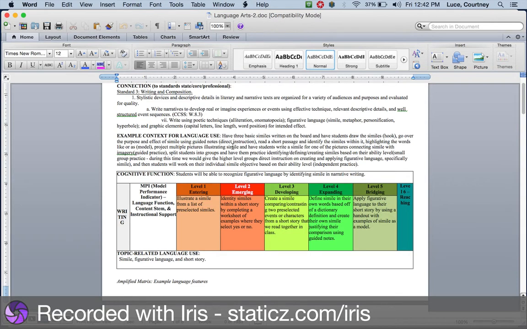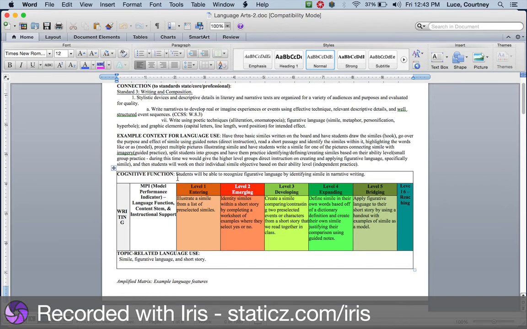But this one definitely goes in depth on the context for language usage. In what context would the students be using this assignment? So the next thing we're going to look at here is cognitive function. And what cognitive function is for this particular assignment is basically this is your objective that all of your students are going to have to meet.